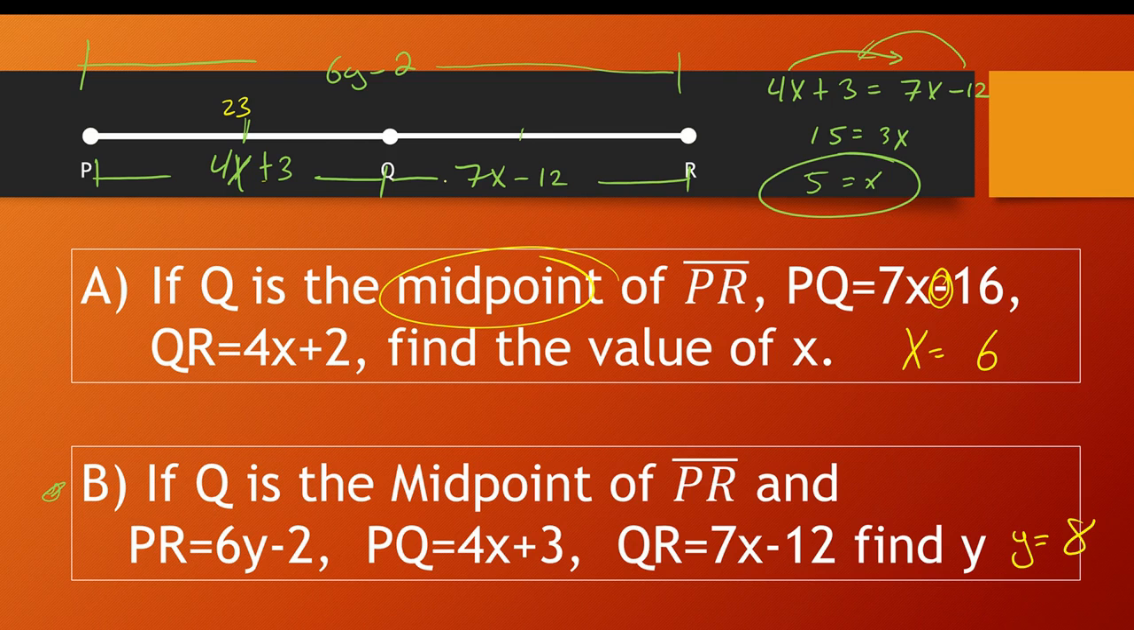But remember that these should be the same, right? So if I plug it in here, that's 35. 35 minus 12 is also 23. If we add them together, the whole thing PR is equal to 46. But we don't want 46. We want to know what y is, right? So we set up our last equation, 6y minus 2 is equal to 46, and we solve for y. Add 2, we get 6y equals 48, divide by 6, and we get y to be 8.